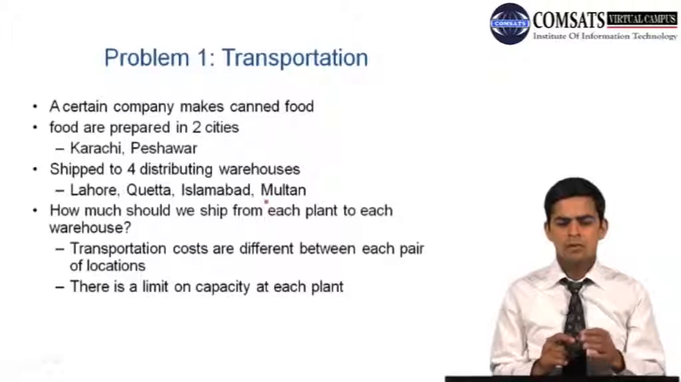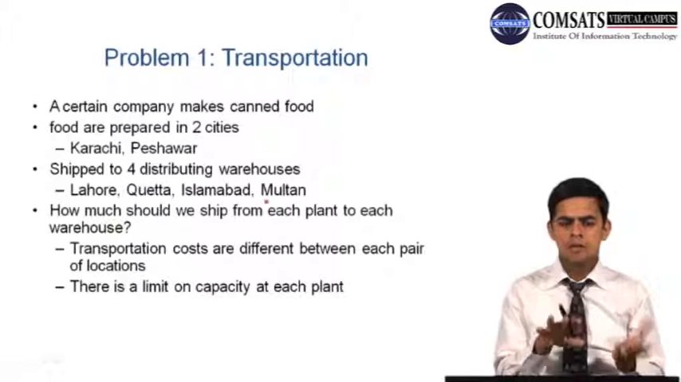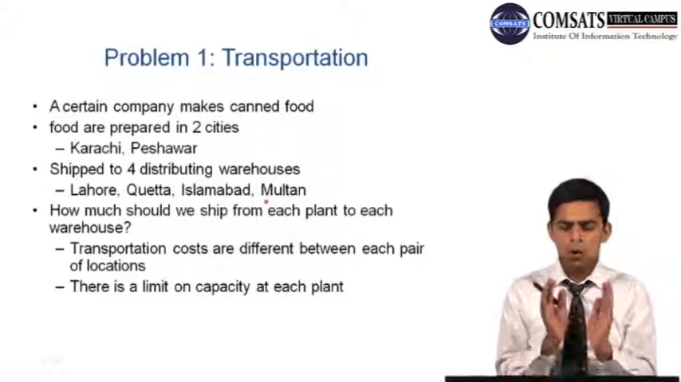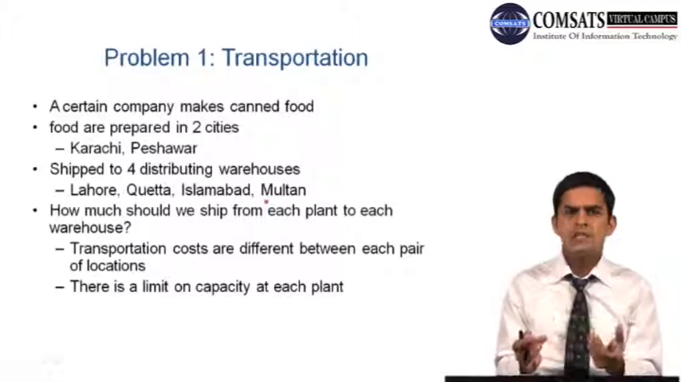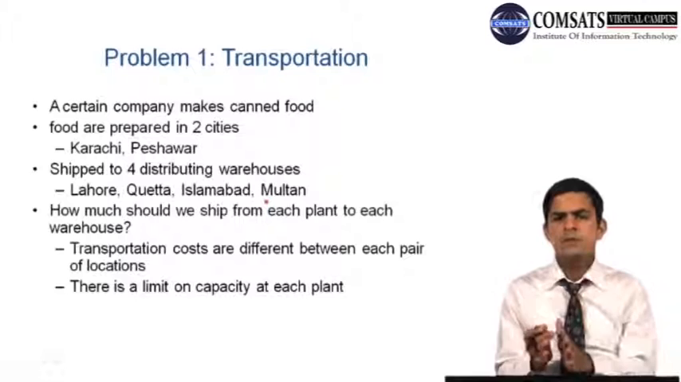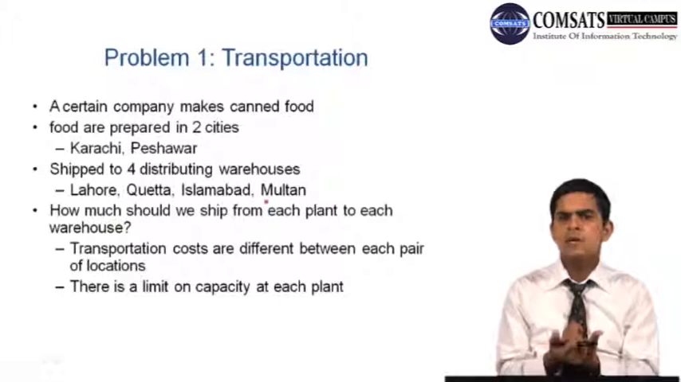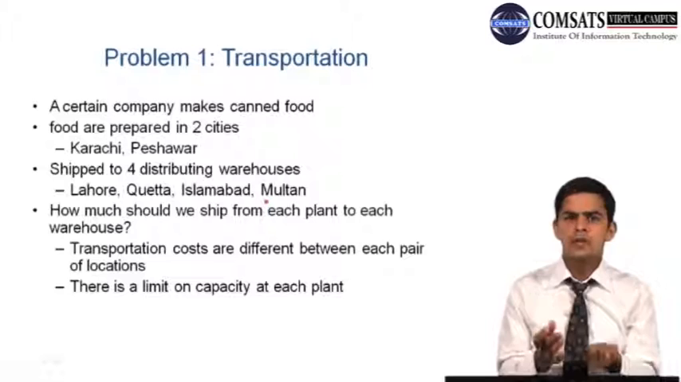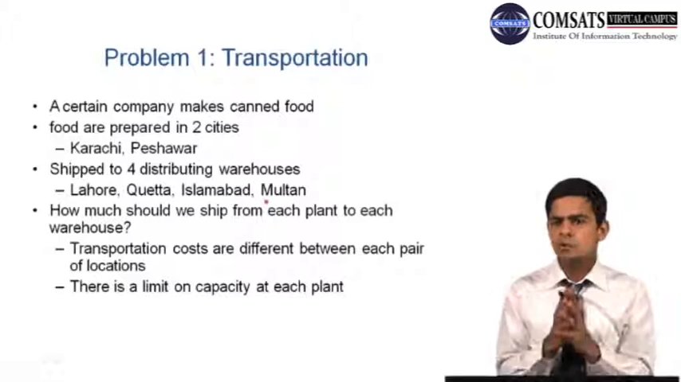So maybe you want to say, even Lahore is close to Peshawar, so maybe I want to serve Lahore from Peshawar. But this may not be possible because the plant may be so small that it cannot serve these two cities. So all of these fixed requirements on you are already there. So you have to make sure that you fulfill your production demands. You also ship the appropriate amount of food while making sure that you do not spend more than the transportation cost that you have. And also you have to make sure that you do not ask for more food from a plant than it can actually produce. So there are all these conditions that you have to take care of if you want to run your company properly.